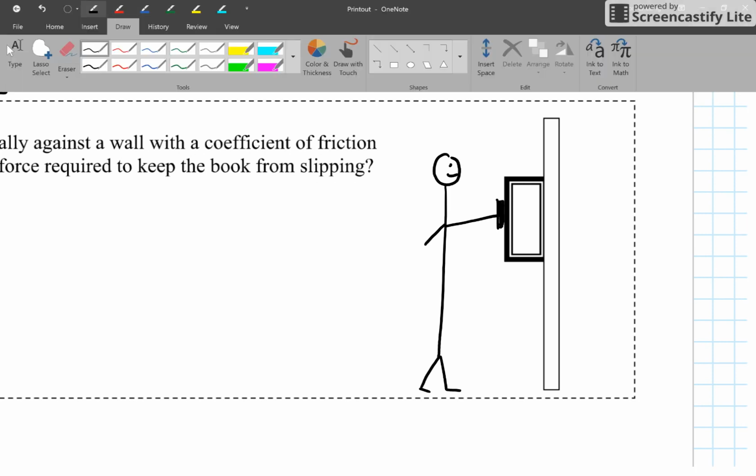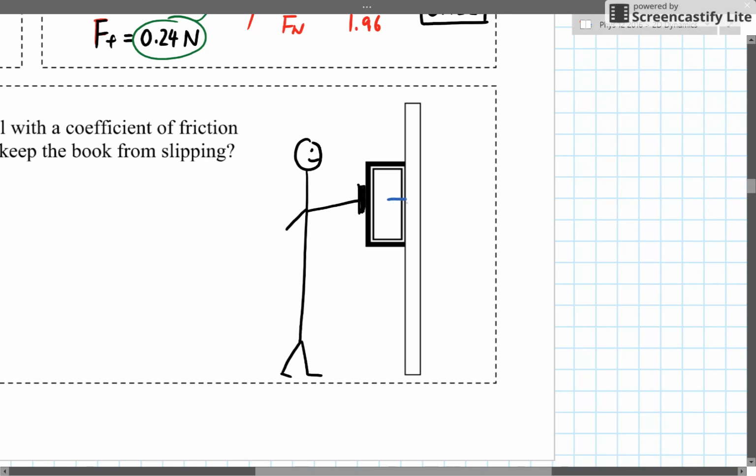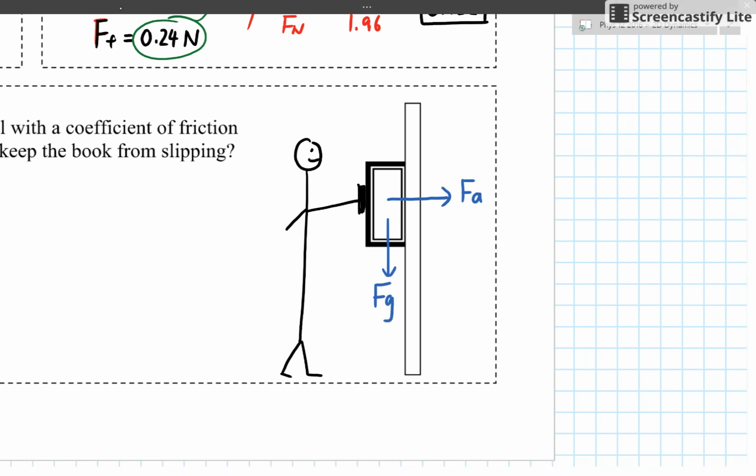So if I look at the free body diagram of this situation, I have my push force on the right, pointing toward the wall because I'm pushing it with my hand to the right. And then there's the force of gravity. Now these two are the obvious ones. So one is less obvious, right? Where's the normal force in this case?